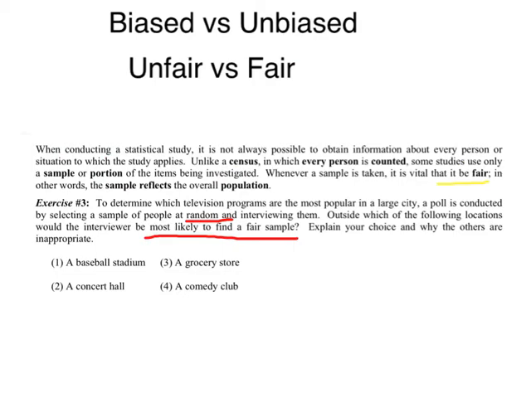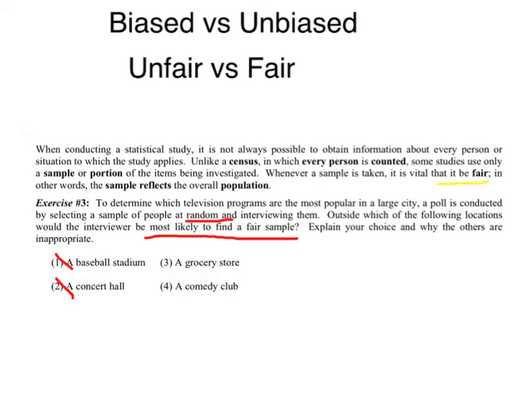Well, let's go one by one. A baseball stadium. Who typically likes to go to a baseball stadium? Typically, it's people that like sports. So if I just like sports, I'm going to be more apt to watch sports on TV. So outside a baseball stadium is not going to give you a fair sample. A concert hall. If I like going to a concert hall, I'm going to be liking to listen to music or plays and stuff like that. A certain type of people will be going to the concert hall. So it's going to give you an unfair sample.